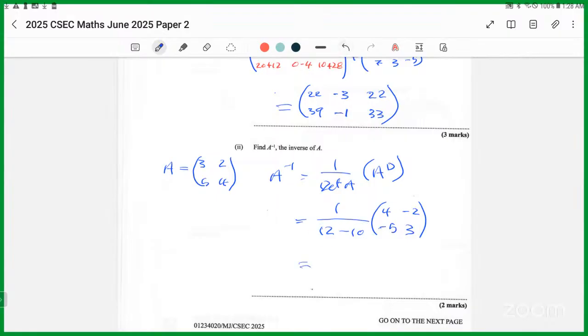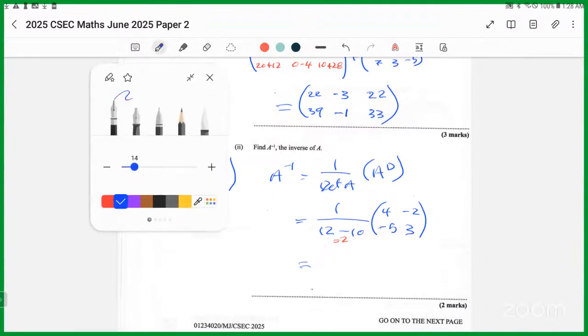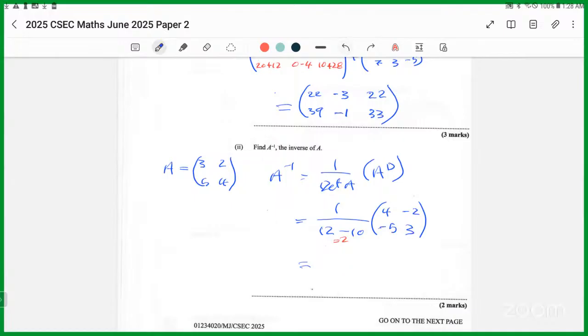The determinant is 12 minus 10, which is 2 under here. And so we're halving those values. Half of 4 is 2. Half of -2 is -1. Half of -5 is -2.5, I could put 5 over 2. Half of 3 is 1.5. Let's shift this -1 a little bit more to the right and then close that bracket.